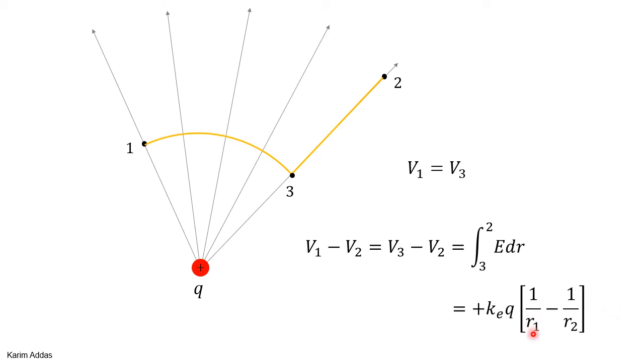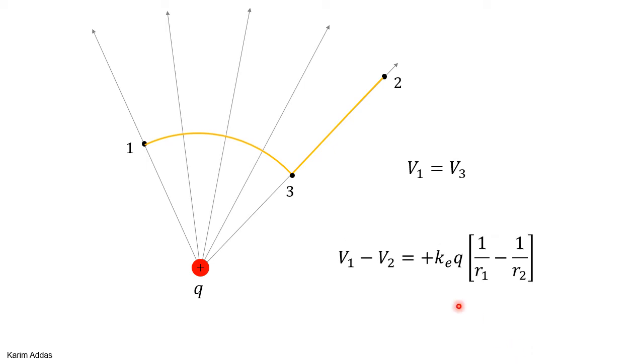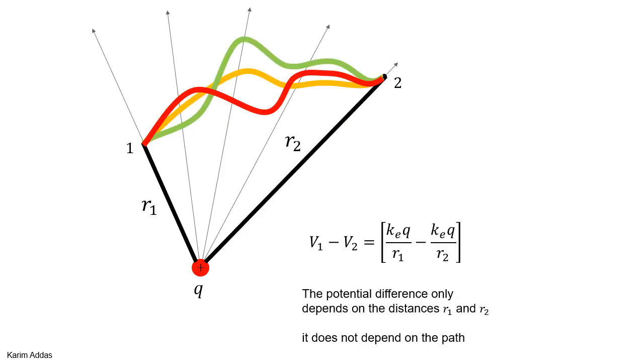And of course, R3 is the same as R1. The distance from the charge to point 3 is the same as the distance from the charge to point 1. So I can replace R3 by R1. And that gives me then the final result I want for the potential difference between point number 1 and point number 2. It's basically kq over R1 minus kq over R2. And so it agrees exactly with what we took before for the potential difference between 2 points.